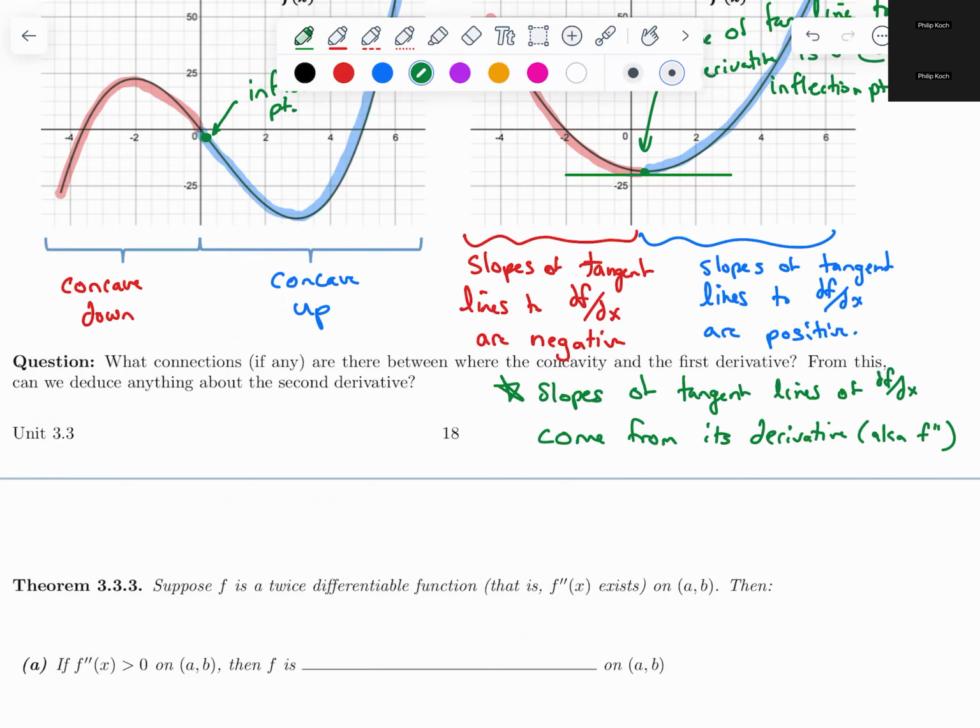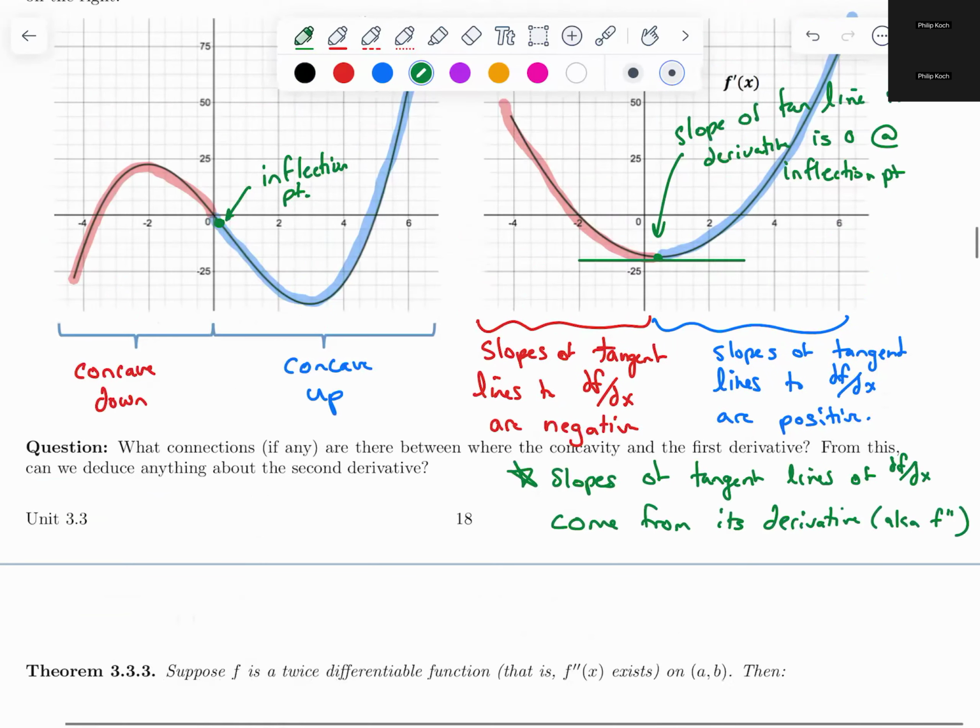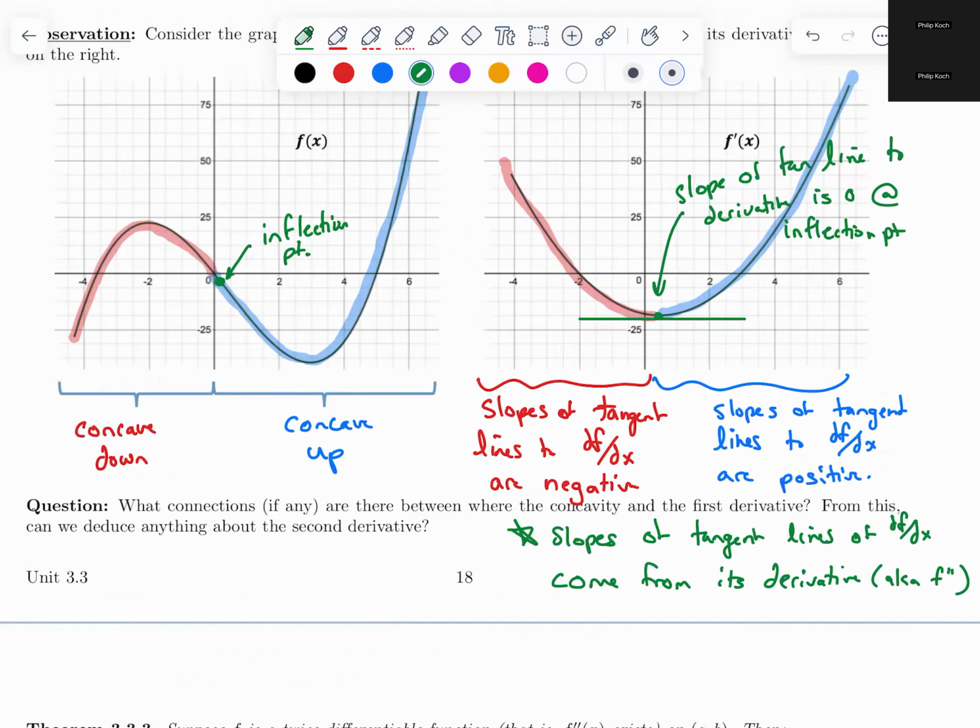So, point being, looking at this graph, the places where the original function f, not f prime, not f double prime, is concave down, the slopes of the tangent lines to f prime are negative, meaning that the second derivative is negative there. Whereas where the original function is concave up, tangent line slopes to the derivative are positive, meaning that the second derivative is positive.